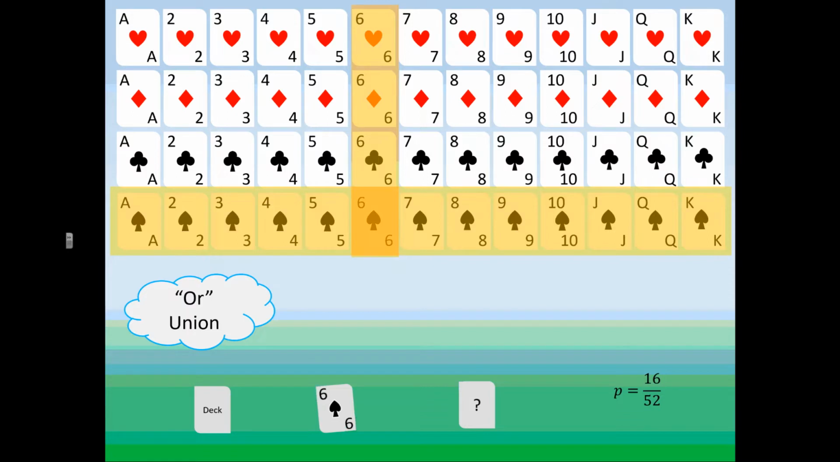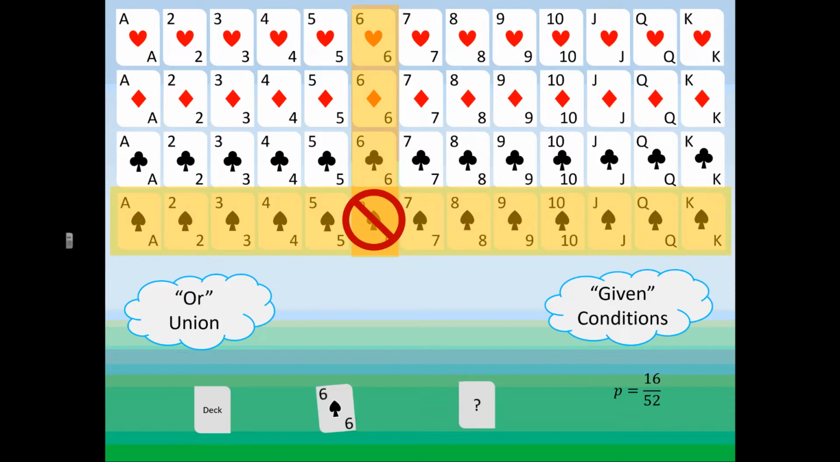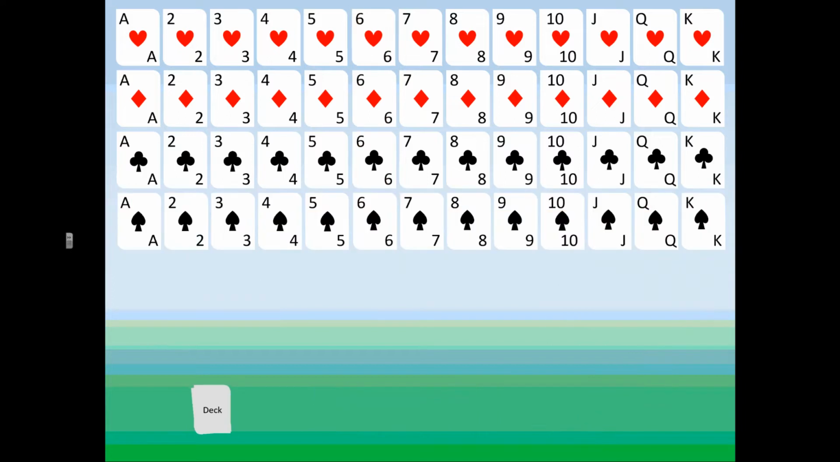So now that we've talked about and or, I want to talk about given or conditions, because sometimes conditions hold. Sometimes we know certain things about the card. Like in this instance, it can't be the 6 of spades. Why can my question mark not be the 6 of spades? Because that's already on the table. So we can cross that out of my sample space. It's not possible that my sample question mark is the 6 of spades because it's already there, which means my probability isn't truly 16 out of 52. It's actually 15 out of 51. So be very careful with given and conditions.